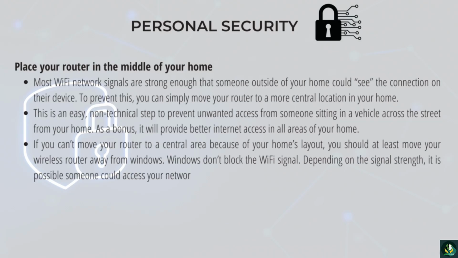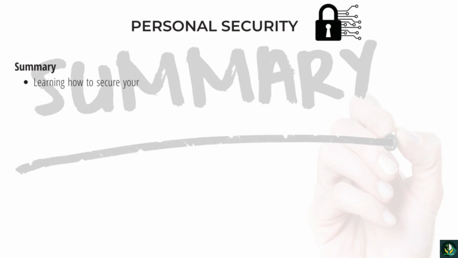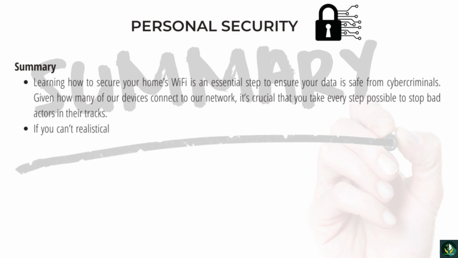Depending upon the signal strength, it is possible someone could access your network from outside your property. Summary: learning how to secure your home's Wi-Fi is an essential step to ensure your data is safe from cybercriminals. Given how many of our devices connect to our network, it's crucial that you take every step possible to stop bad actors in their tracks.